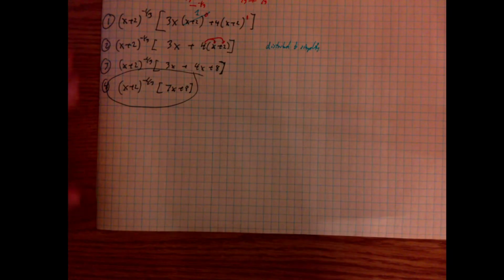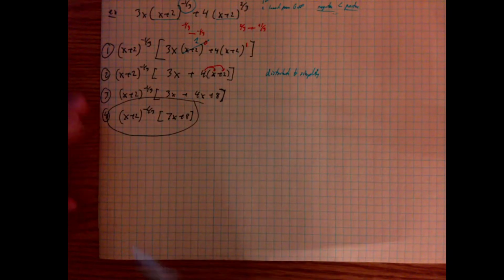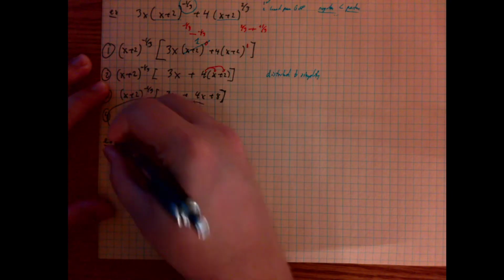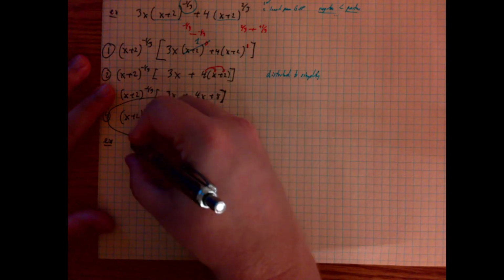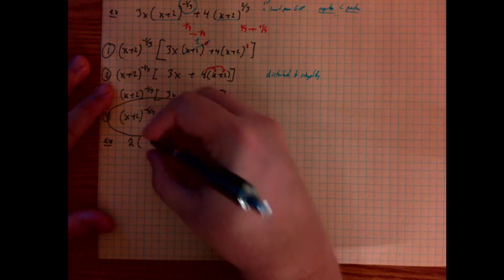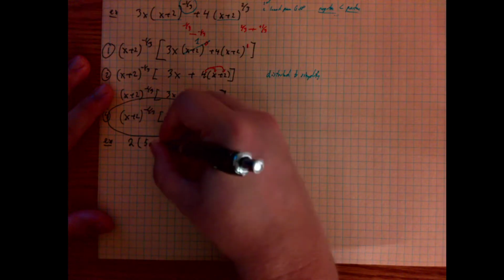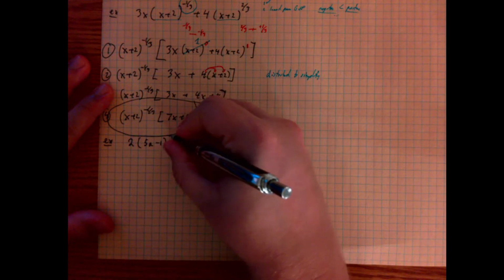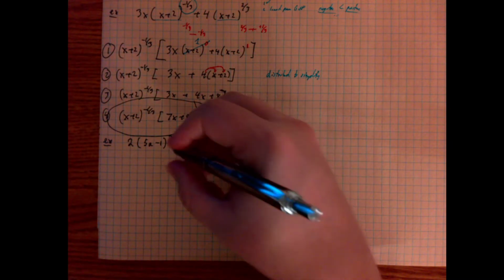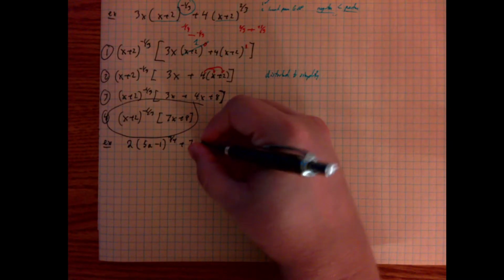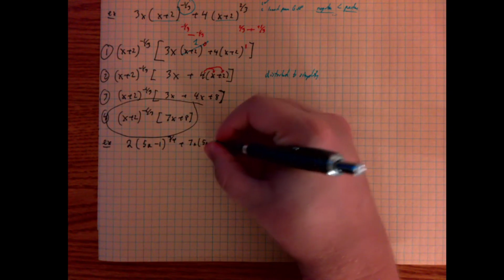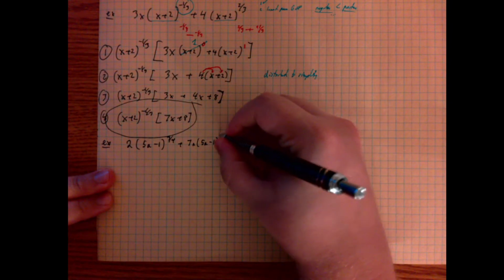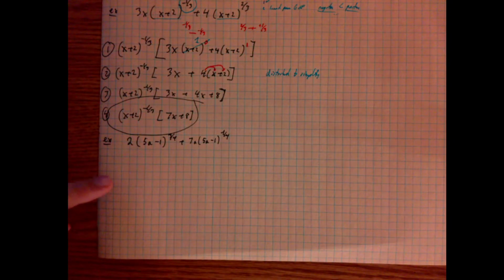Let's look at our next example. So this will always be how we approach these problems. Example number 2. You'll find that all these examples look pretty similar, and these all look a lot like your homework, which is really important. Next example, 2, parentheses, 5a minus 1 to the 3/4 power, sorry, plus 7a times 5a minus 1 to negative 1/4 power. Okay.